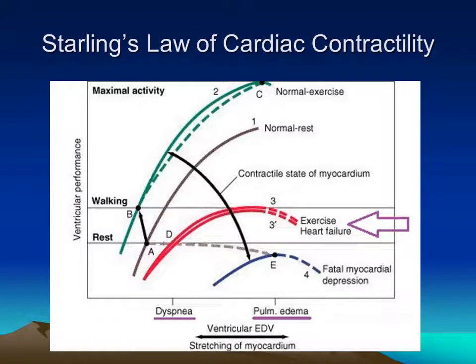Continuing on the next slide, and again, the orientation is the same. As the ventricular performance decreases, and as the stroke volume decreases, the vertical axis, and as the ventricular end diastolic volume decreases, the horizontal axis moves to the left. The patient then slips into pulmonary edema, dyspnea, and again into cardiogenic shock.